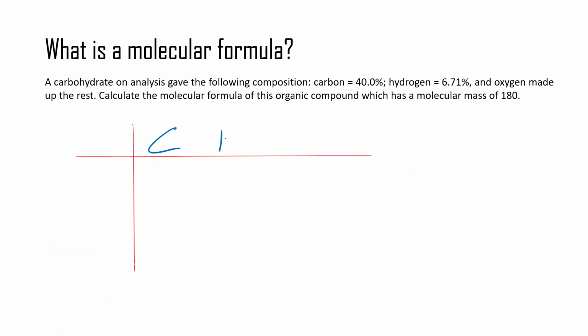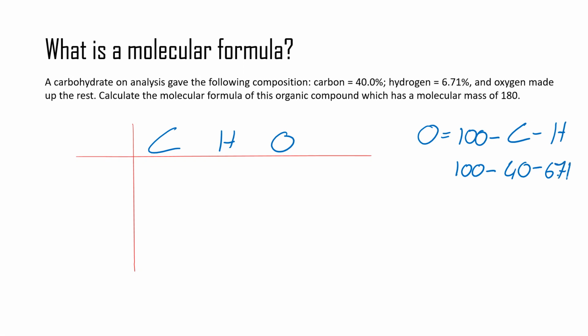So we know we have carbon, hydrogen, and oxygen, but we don't know the mass of oxygen. So oxygen is equal to 100 minus carbon minus hydrogen. So it's 100 minus 40 minus 6.71, which is equal to 53.29%. So we then write the percentage.